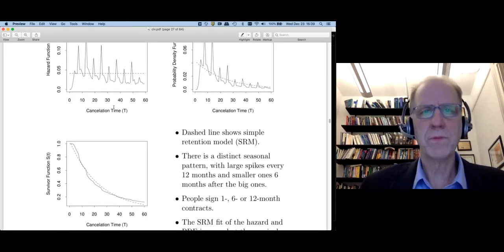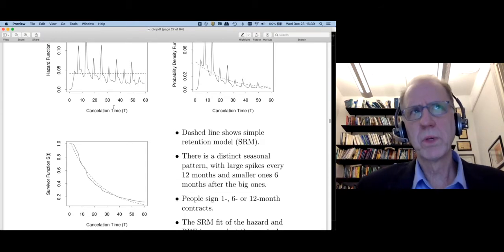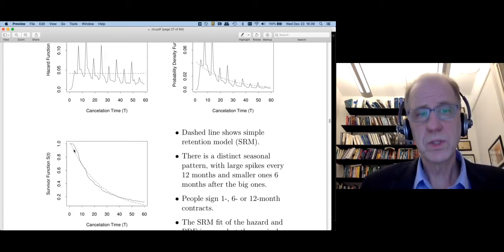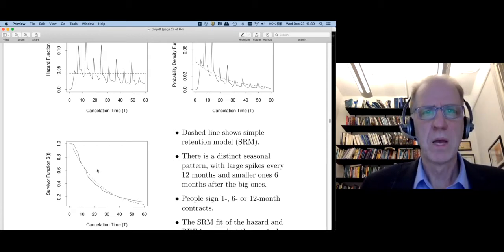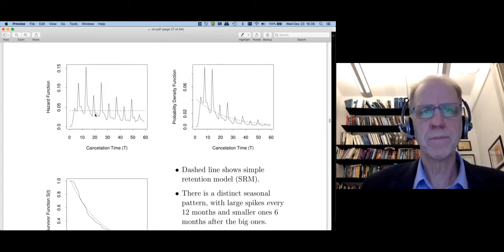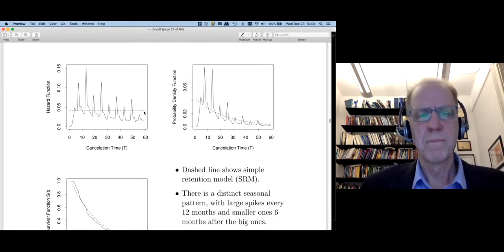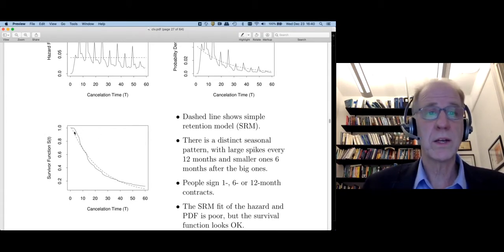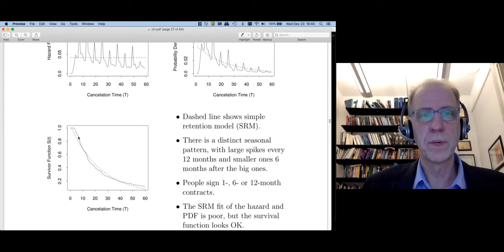Now, before we account for that, I want to make a really important point. So here's the survivor function versus the survival function using the simple retention model. Now, when we look at the hazard function, this hazard function looks absolutely nothing like the simple retention hazard function. But when we look at the survivor function, the two look almost identical. One is a little bit above the other, then it goes a little bit below, but the two are really close to each other.